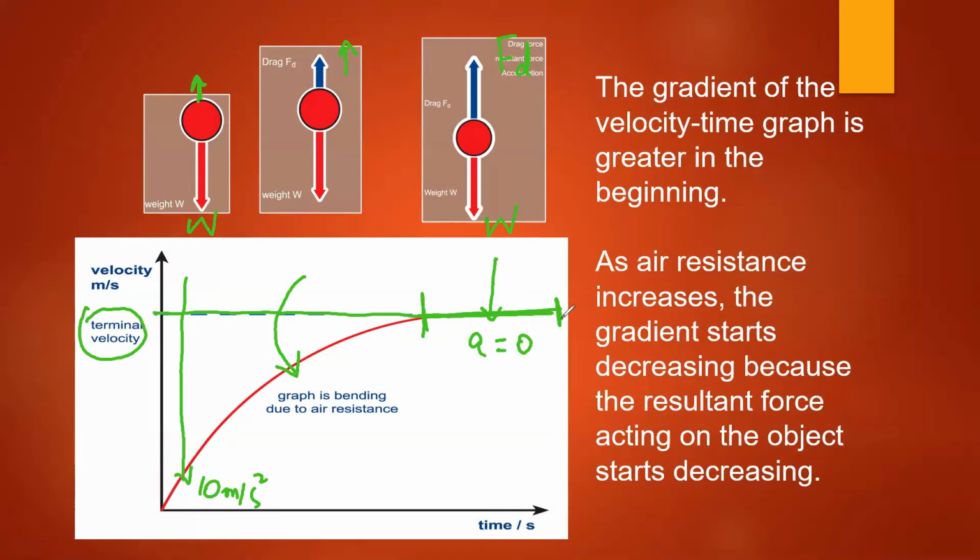So we can see the gradient of the velocity-time graph is greater in the beginning. Look, that is greater in the beginning, and then it gets less steep here, okay? As the air resistance increases, the gradient starts decreasing because the resultant force acting on the object starts decreasing. So in that case, it's going to be 8, then 6, 4, 2, and then 0 at the end.